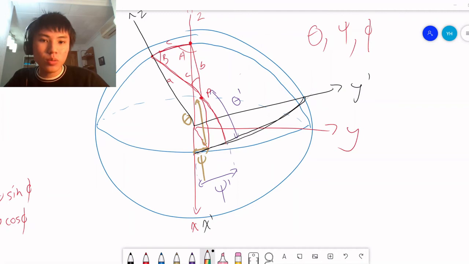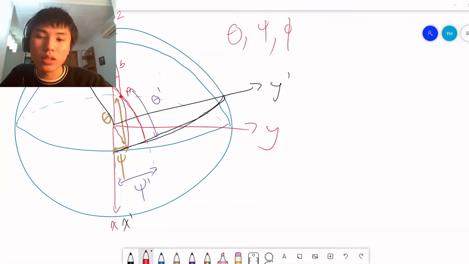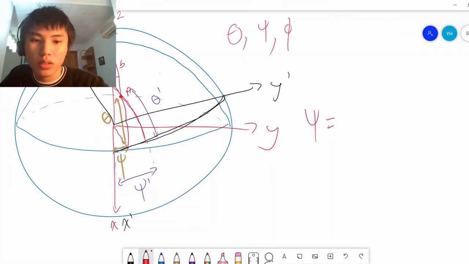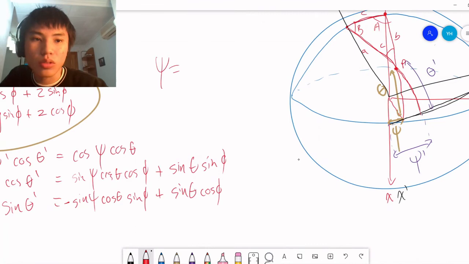Now we can start to define these in terms of A, B, and C. You can go through the derivation yourself and try to find these out yourself. But it's pretty simple. And that is psi is equal to A minus, actually, I'm going to write them over here so we can see them better later. Psi is going to be equal to A minus 90 degrees.